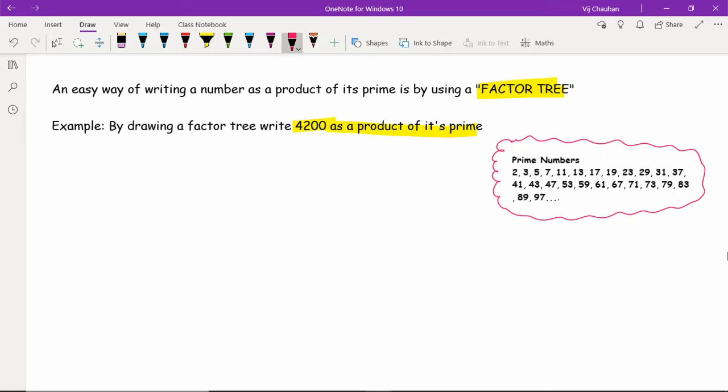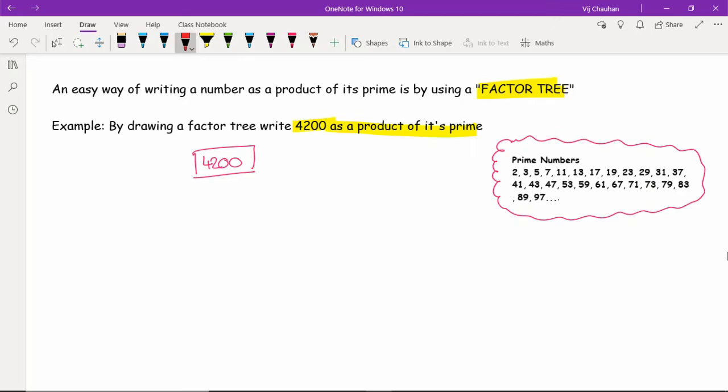So the first thing you want to do is write down the number you want to find the product of primes for in a box so we can separate it. The next thing we need to do is find any two numbers, excluding 1, that multiply to give 4,200. There are several different combinations you could have. For example, I could have 42 times 100, or 420 times 10. It really doesn't matter which combination you go for.